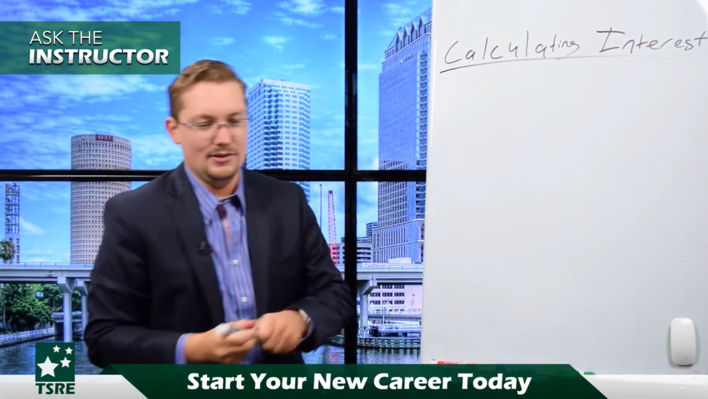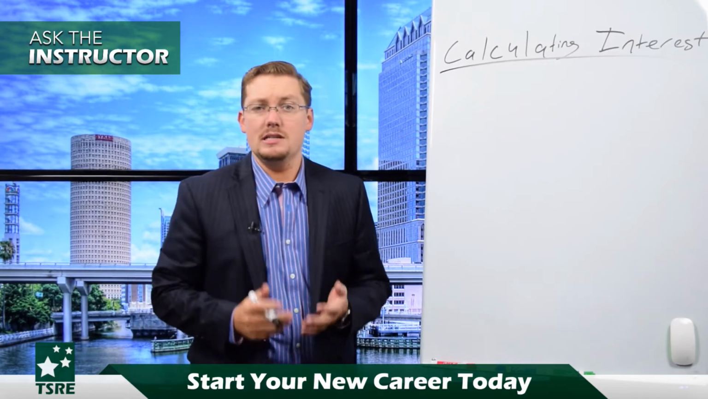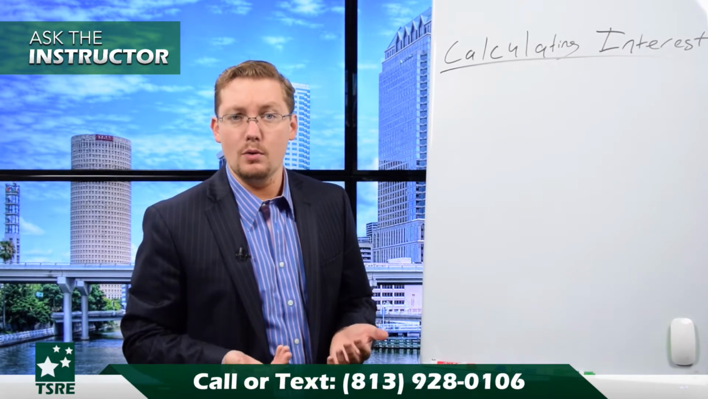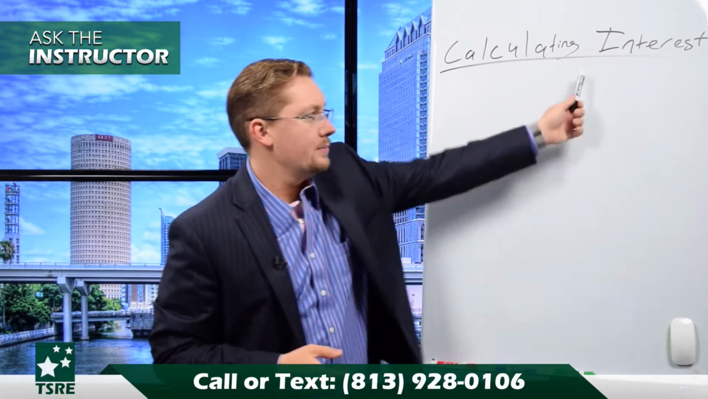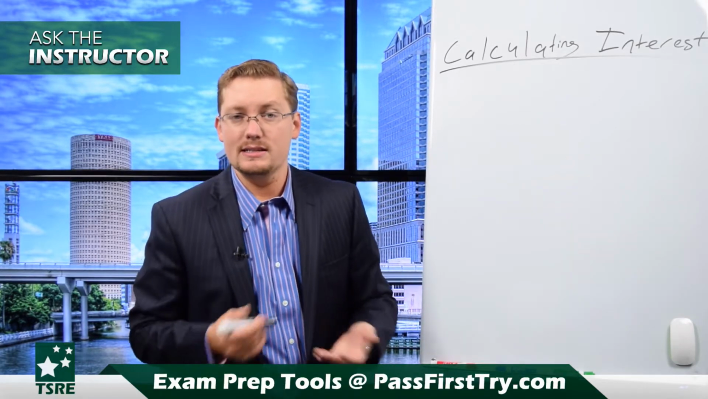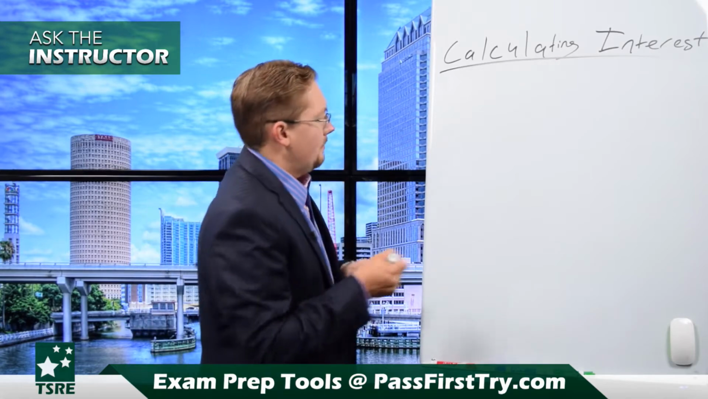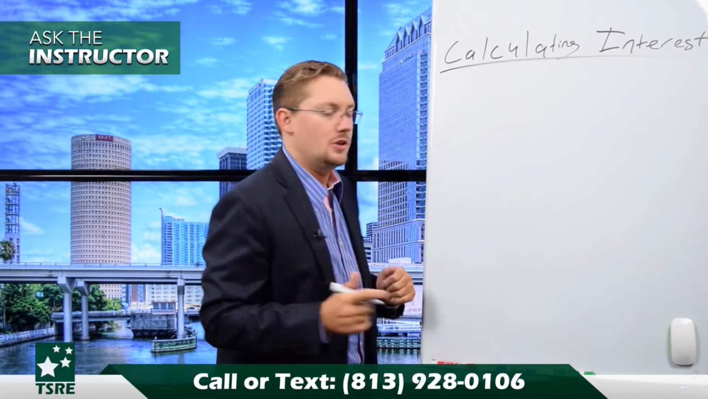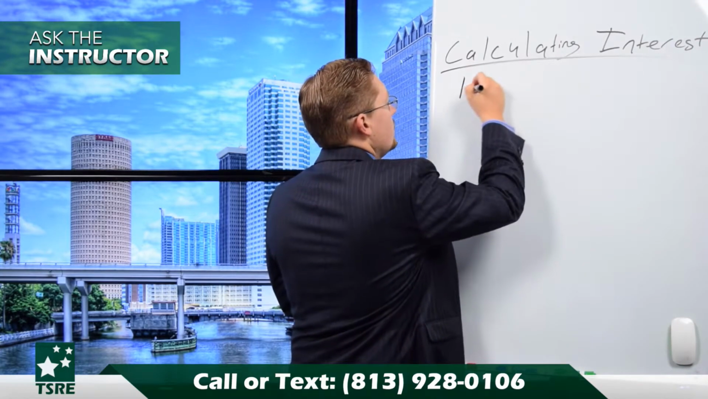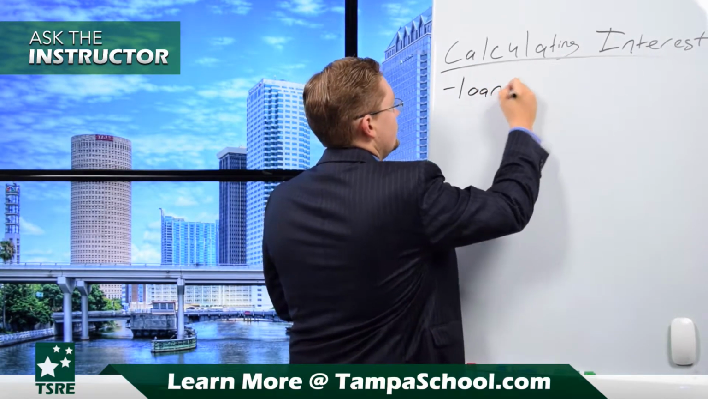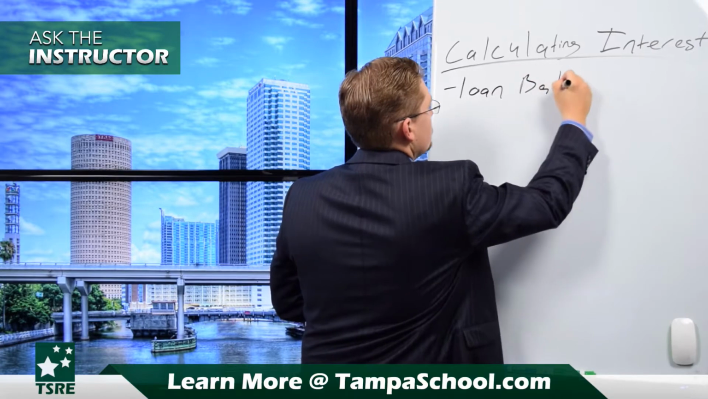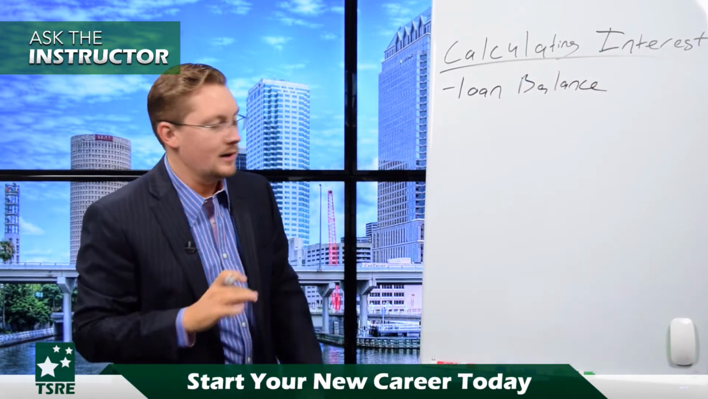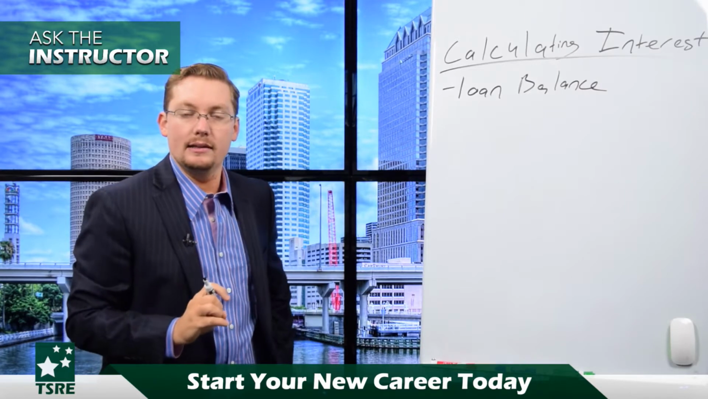So calculating interest. Now, there's some components you need to understand in interest. And we're going to put this in the context of a mortgage so you can understand how much that percentage of interest equates to as a dollar amount. But it's really not that complicated. So there's a few pieces of information that you need. Number one, you need the loan balance. That's one of the most important parts. You can't do this calculation if you don't know what that loan is.